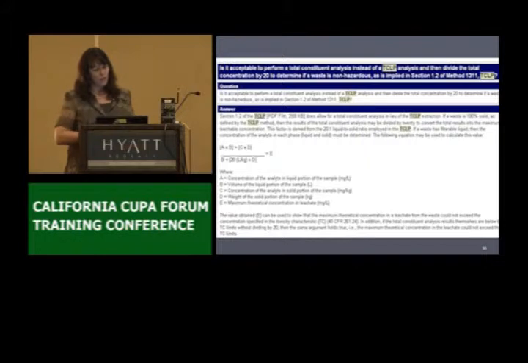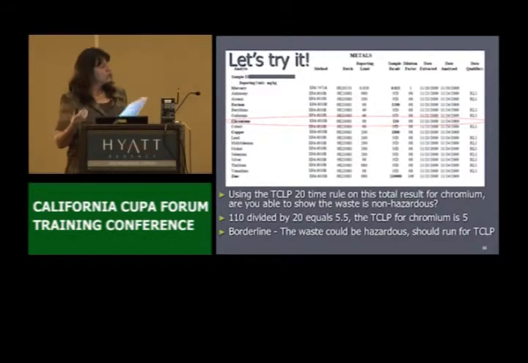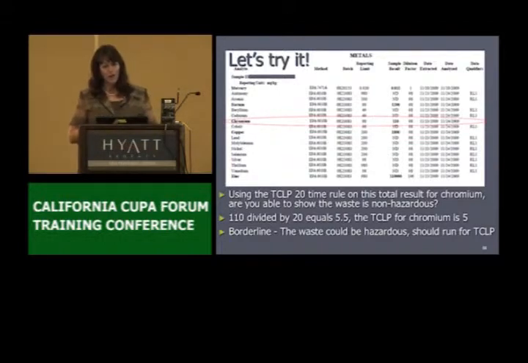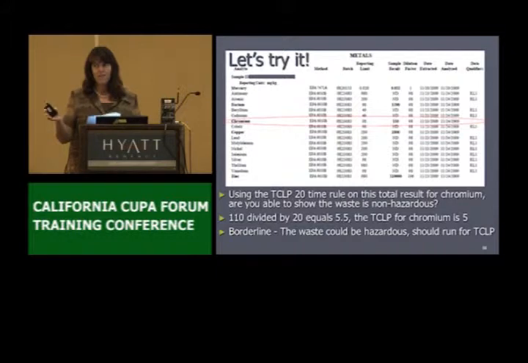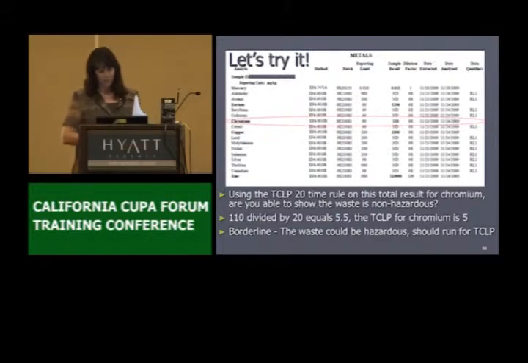So let's just try it real quick. These results for chromium, this is a totals result, so the units are milligrams per kilogram, and the result is 110. So let's divide 110 by 20. The answer is 5.5. And what's the regulatory threshold for TCLP? 5, right? So that's kind of borderline. 5.5 by the 20-time rule, you might want to run the TCLP on that one, just to make sure.